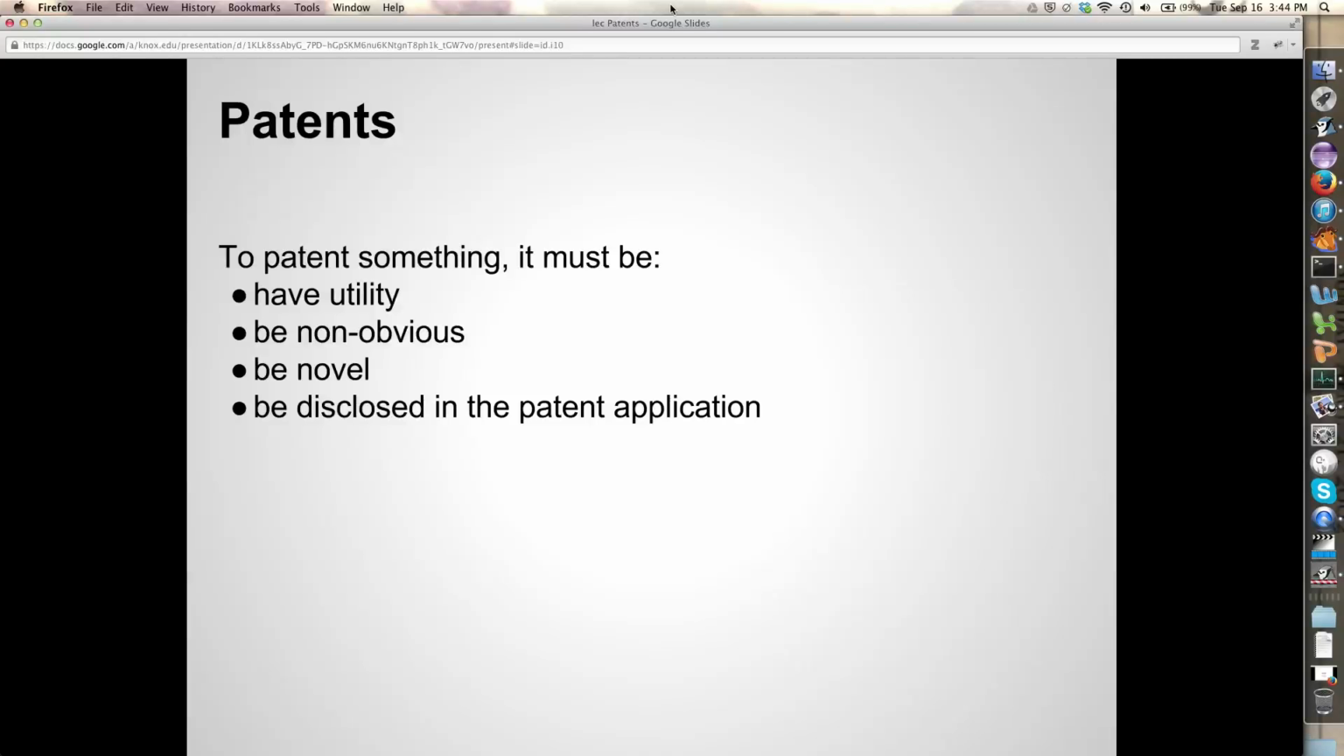In order to patent something, what you're trying to patent must have utility, it must be non-obvious, it must be novel, and it must be disclosed in the patent application, how to make this thing or what it is that you're making. Each of these has been interpreted differently by the courts over the years in a series of different decisions. We'll look at just enough information to scratch the surface of this very interesting issue.